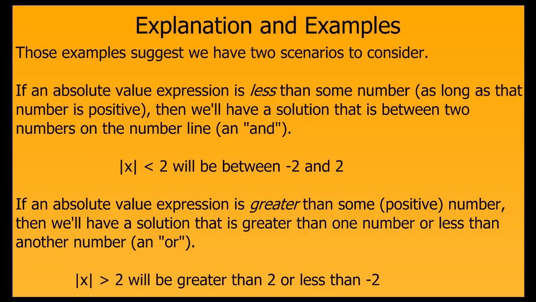If an absolute value expression is greater than some positive number, then we'll have a solution that is greater than one number or less than another number, an OR. For example, absolute value of x greater than 2 will be greater than 2 or less than -2. We'll look at what happens when the absolute value expression is greater or less than a negative number in a little bit.